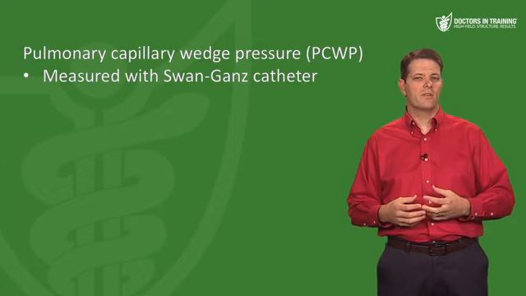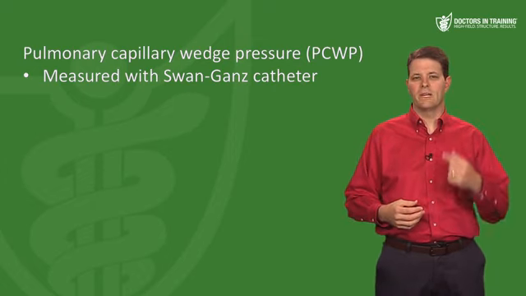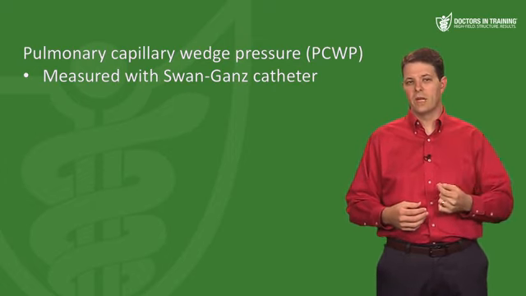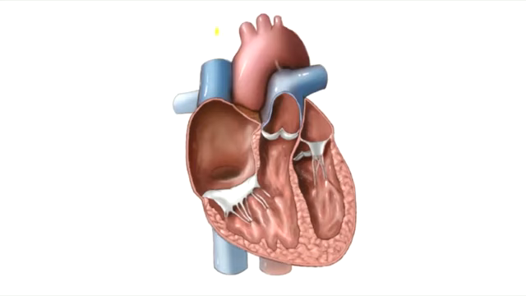A Swan-Ganz catheter is a venous catheter that's put into either the internal jugular vein or the subclavian vein. Now the catheter is threaded through the superior vena cava and then into the right atrium, and then it continues through the right ventricle. And there's a little balloon on the end of the catheter, and when you inflate the balloon, it drifts along with the blood flow circulating through the heart, and the balloon and the catheter float down through the heart. So this inflated balloon goes from the right atrium to the right ventricle and then into the pulmonary artery.